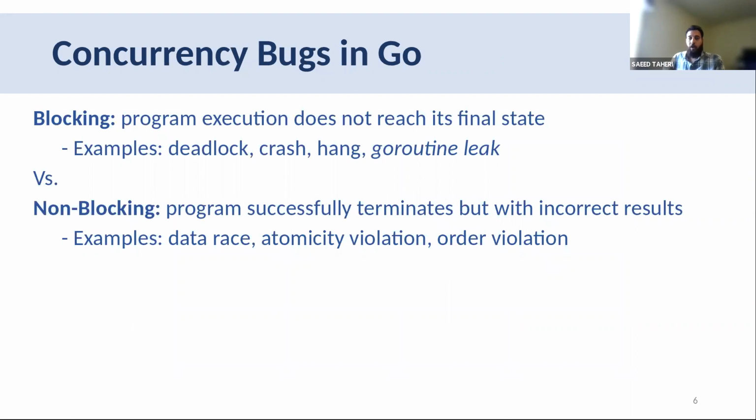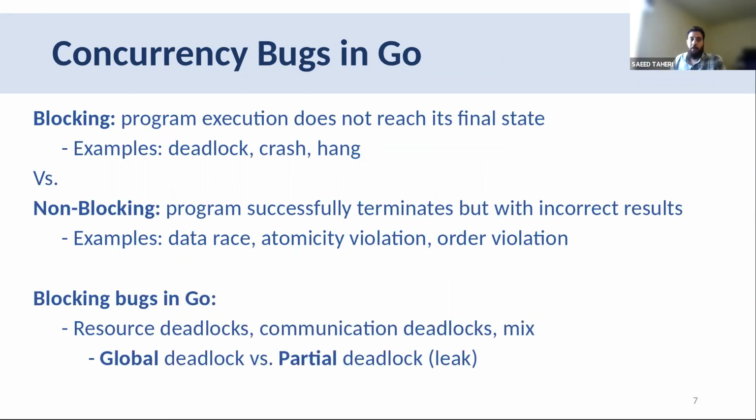Concurrent bugs in Go are categorized into blocking and non-blocking bugs. Blocking bugs are when the program execution does not reach its final state, such as deadlocks, and non-blocking bugs are when the program successfully terminates but with incorrect results, such as data races.